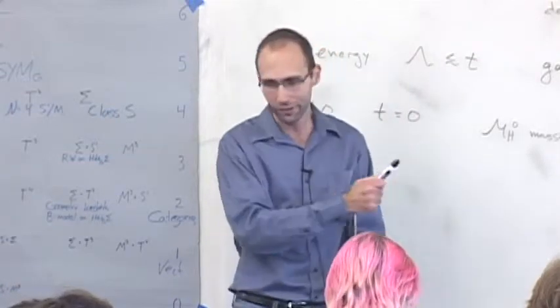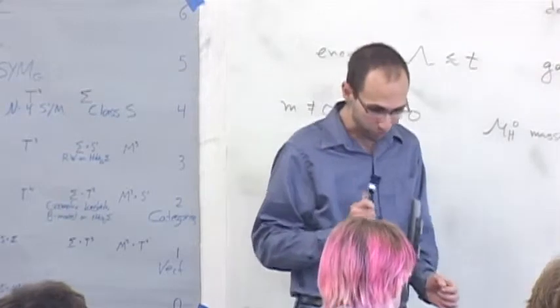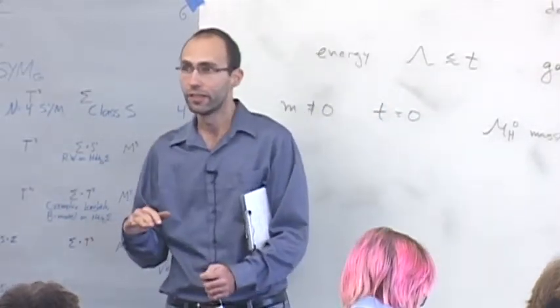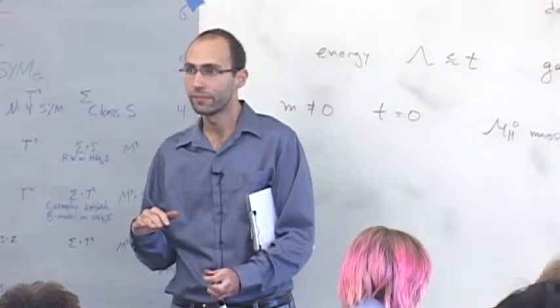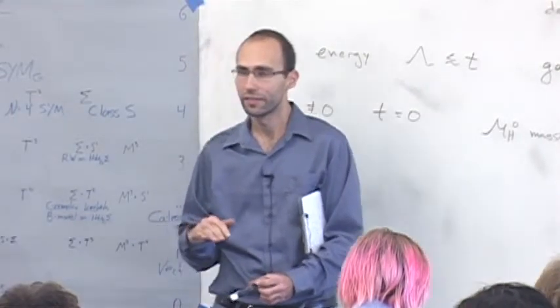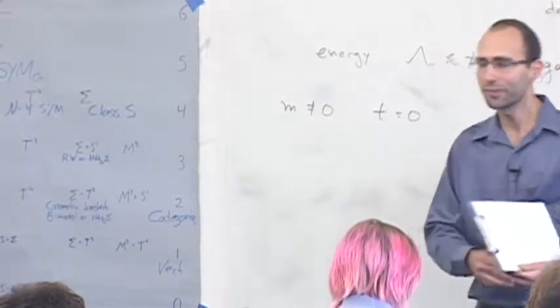So the distinction between the two has to do with a choice of complex structure, which is a choice of subalgebra of 3D N equals 4. Let me try to answer it later.